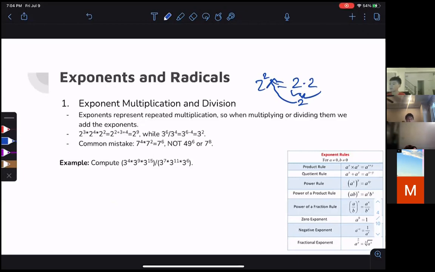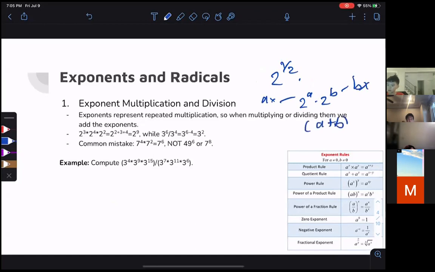This doesn't have to be an integer necessarily. But yeah, like you can have 2 to the 1 half. And what that means is, even though you can't multiply a number by itself like half a time, you notice that when you multiply numbers, you add exponents. Because if you have 2 to the a times 2 to the b, this is multiplying number a times, this is multiplying number b times. So when you multiply these two, you should get 2 multiplied a plus b times. So that's why this will be equal to 2 to the a plus b.